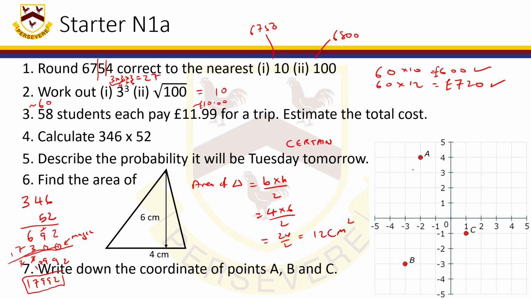And finally, we're going to write the coordinates of the 3 points A, B, and C. For A, it's -2, so along the corridor and up the stairs. So -2, 4. But I can't leave it like that. I've got to put a comma in between the numbers and brackets around them. For B, again, it's along the corridor, so -3 and down 3, so -3, -3. Again, don't forget to put a comma and brackets. And for C, along the corridor, so we've got 1 and down 1. So 1, -1 are the coordinates for C.